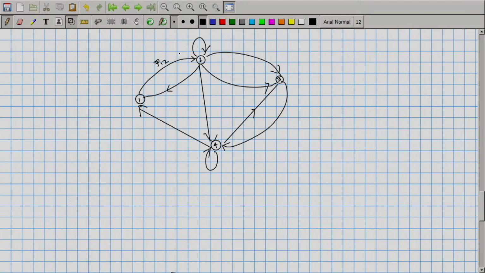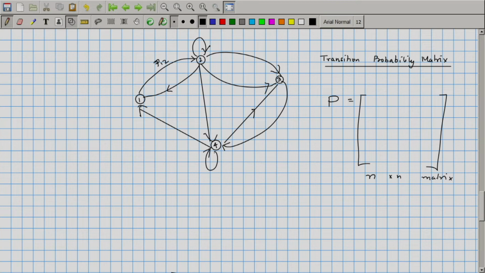We can represent this conveniently by a matrix. So we can think of the transition probability matrix P. This is an n cross n matrix, where n is the number of states, or the number of values that the random variables x1, x2, xn, etcetera, or xk can take.